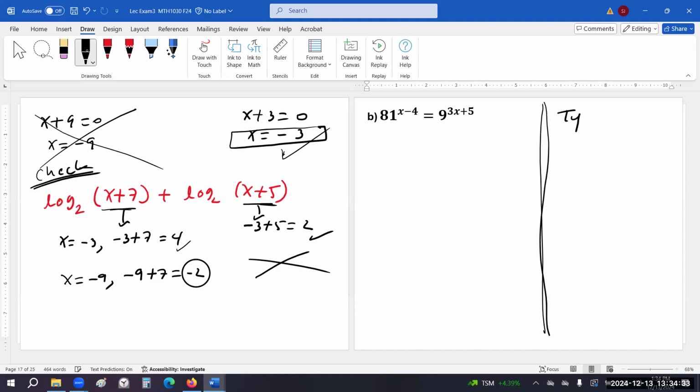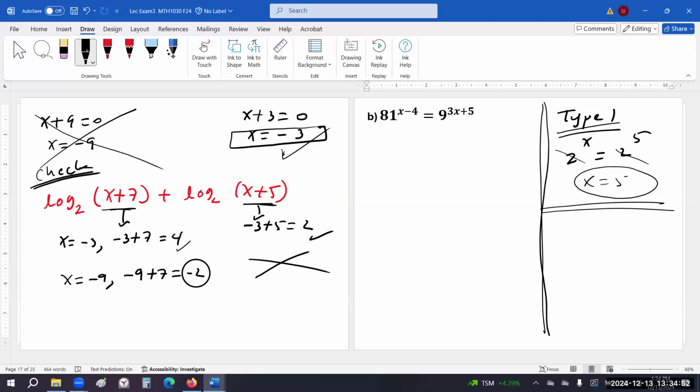So type 1. We have same base. 2 to the x is 2 to the 5. Same base, cancel them. The power is the answer. Then we have this scenario, the left one. 2 different bases, but we can rewrite the bigger one using the smaller one. So we are going to rewrite this. 81 is 9 to the what?